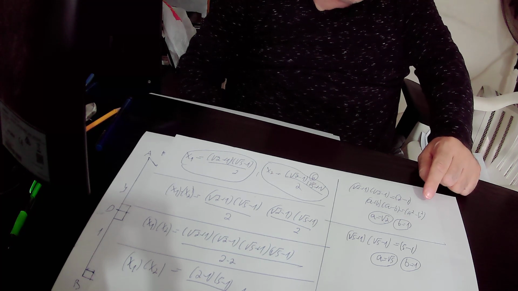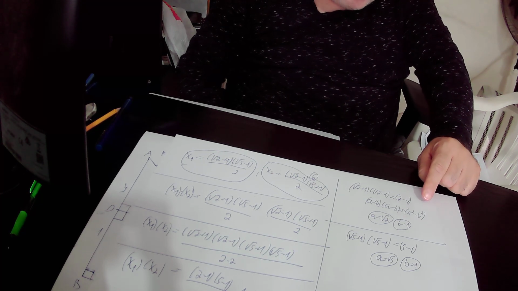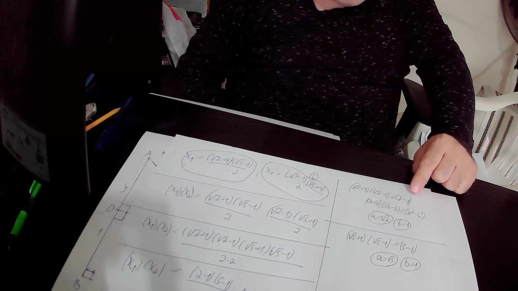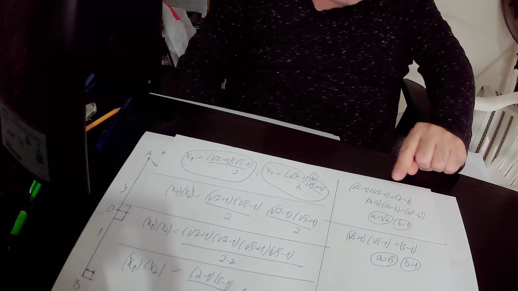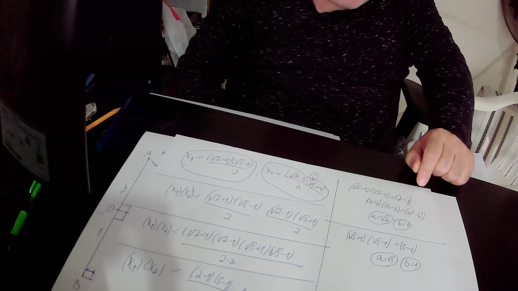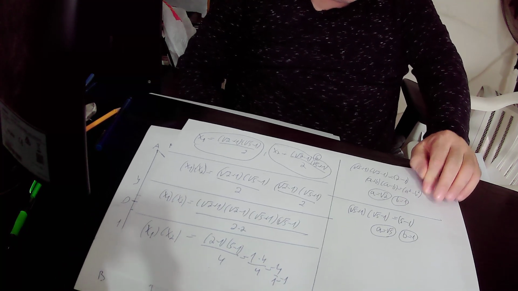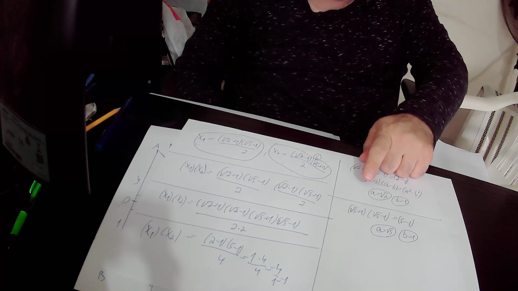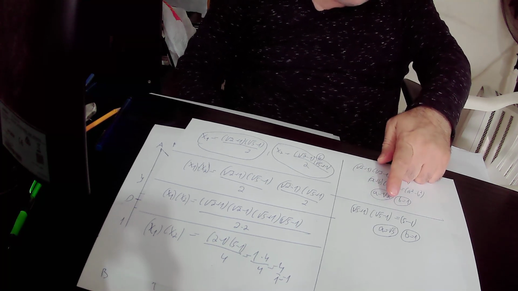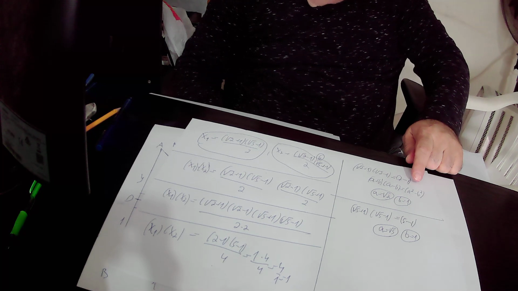B equals 1, so the square root of 1 is 1, and 1 squared is 1, so it is 2 minus 1. So we found that the value of this expression is 2 minus 1, that is 1. Then, we calculated the value of the expression square root of 5 plus 1 times square root of 5 minus 1 according to this algebraic identity.